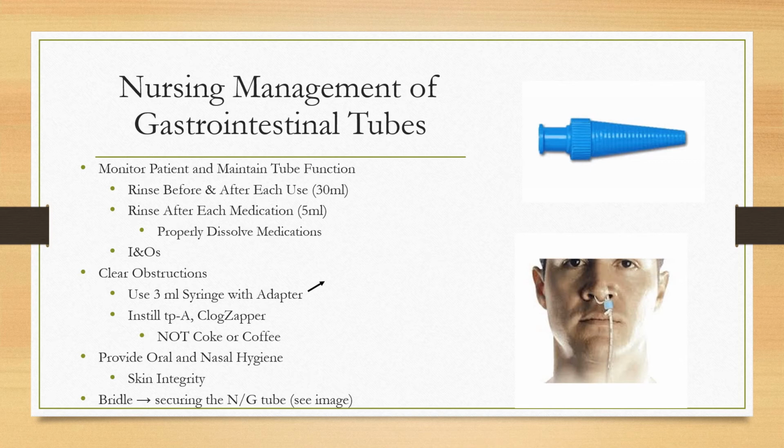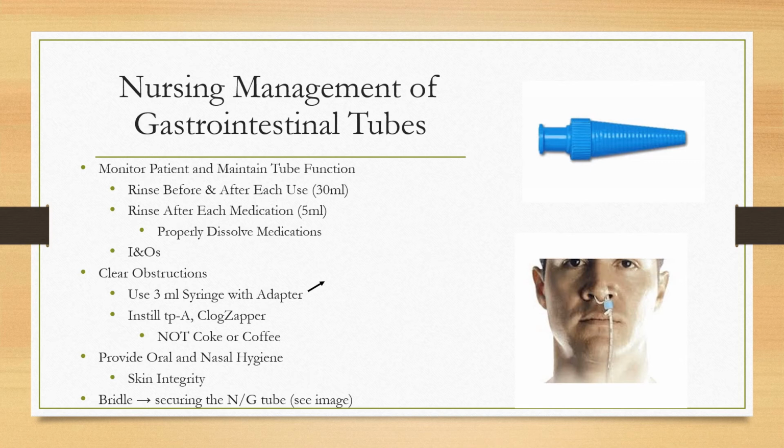And we can try and break up the clot, say with just a little bit of TPA in there. Now, we typically don't use Coke. I know Coke has been used in the past. Typically, it's not used very much anymore. So we used to instill a bit of Coca-Cola and let it sit and hopefully fizz and break down whatever's causing the obstruction. That's not done so much any longer.